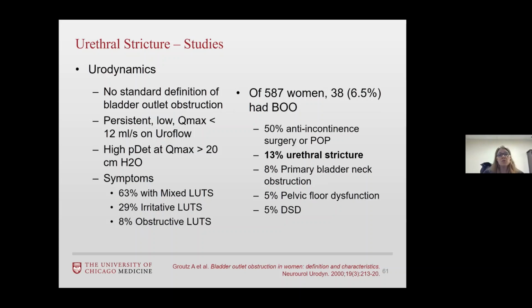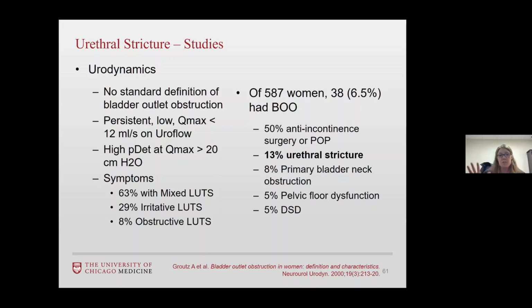Studies you can do: urodynamics. That same group that looked at bladder outlet obstruction published this. There is no standard definition of bladder outlet obstruction for women. Basically, you're going to find a persistent low Qmax of less than 12 mLs per second on uroflow, and a high PDET at Qmax. They said that's going to be greater than 20, which is decently high for women because we're usually low pressure voiders.